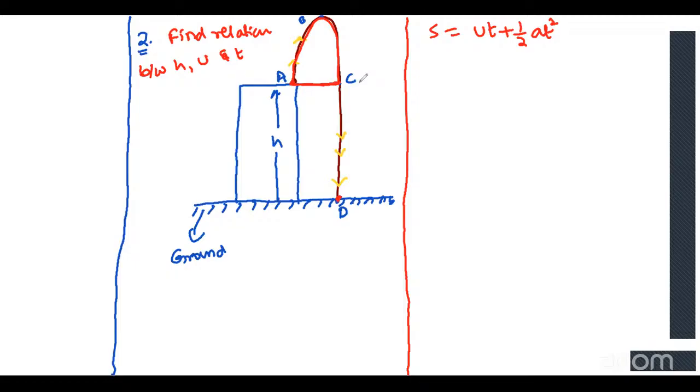From C to D, I need to find displacement. From bottom to the top, it is the height of the building. So C to D means, can I write minus H? Because displacement can be negative.